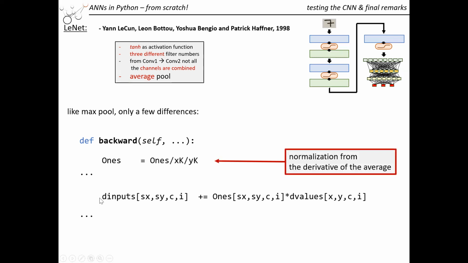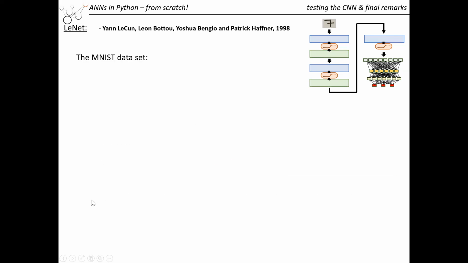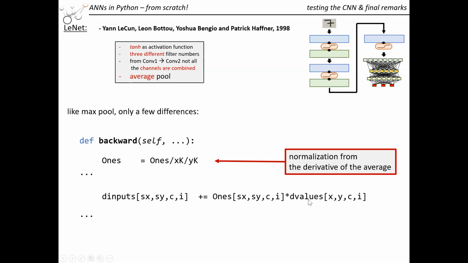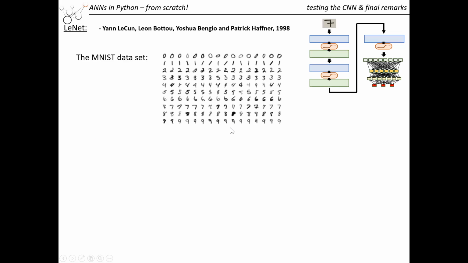So you have to multiply the d-values with 1 over the number of pixels you have calculated the average from, in order to get the d-inputs. Because again, how does the average work? You sum up the values and divide by the number of values, which is the size of the filter, so xk times yk. And then if you calculate the derivative of that, then you have this as a prefactor. So you multiply 1 over that with the d-values to get the d-inputs.